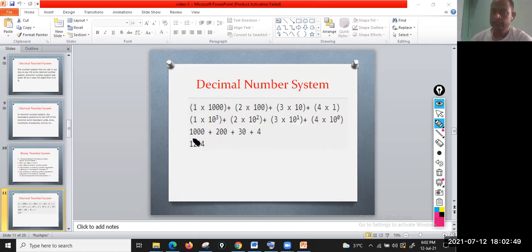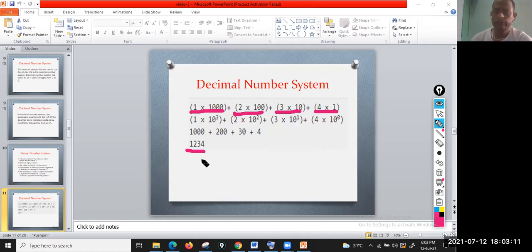Now see, this is the decimal number 1, 2, 3, 4. What is the place value? 4 into 1. The 3 is in the tens position, so 3 into 10, as we write in mathematics. Then 2 into 100 and 1 into 1000.